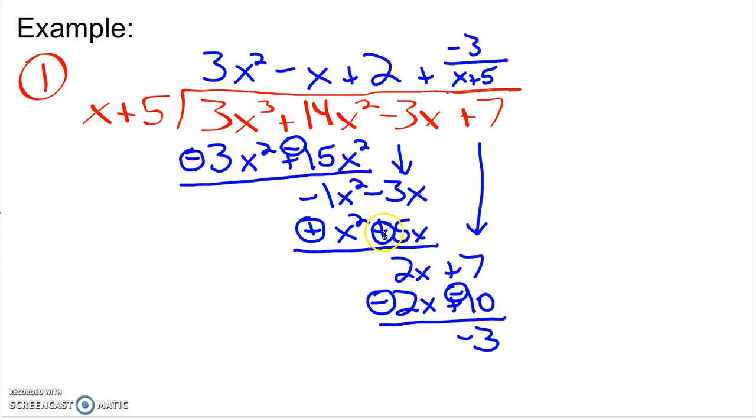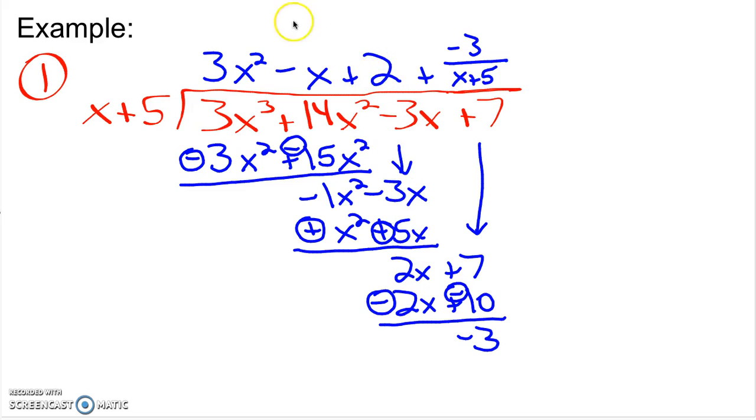Notice I changed my signs. I said negative x squared minus 5x, but I changed them to plus and circled them to indicate to myself that I made that change. Add straight down. I have 2x. I bring down a 7. And again, x into 2x, or 2x divided by x. And that's where this plus 2 comes from.